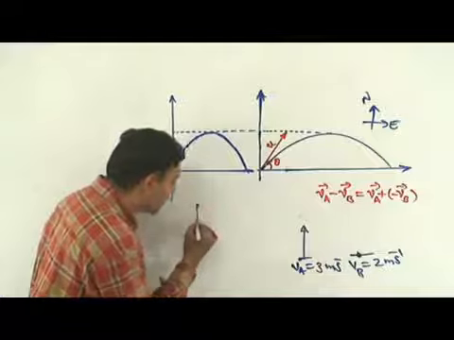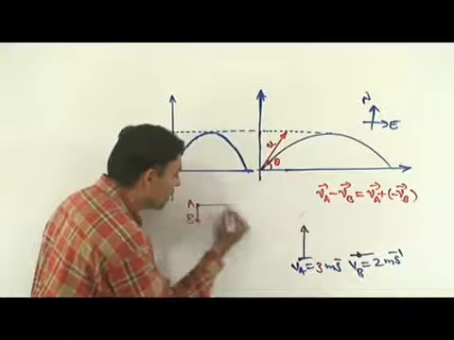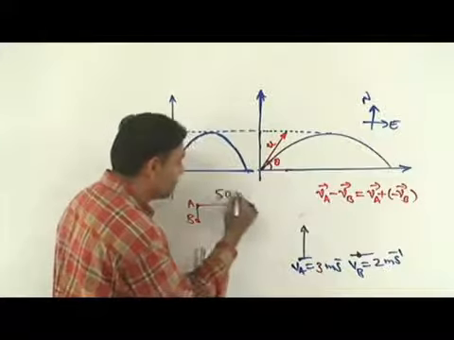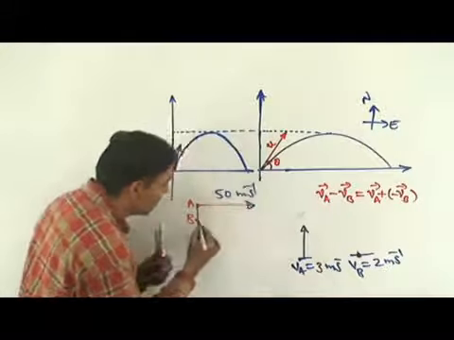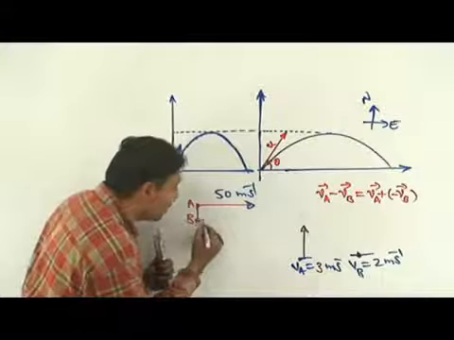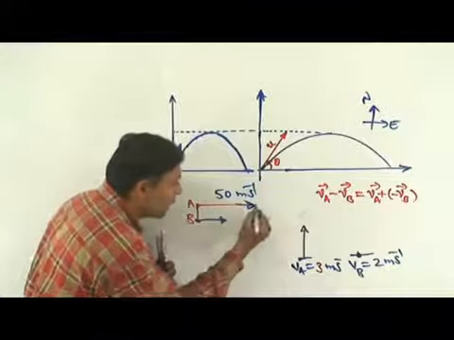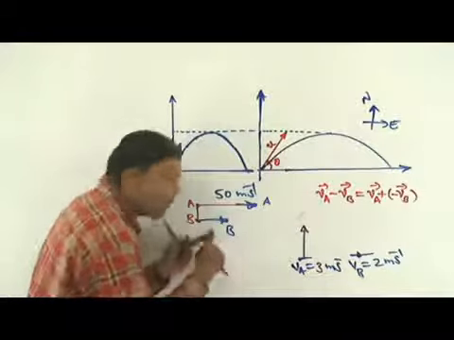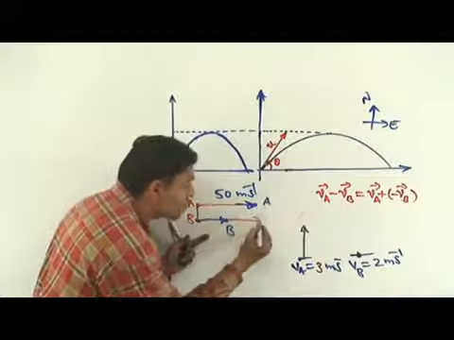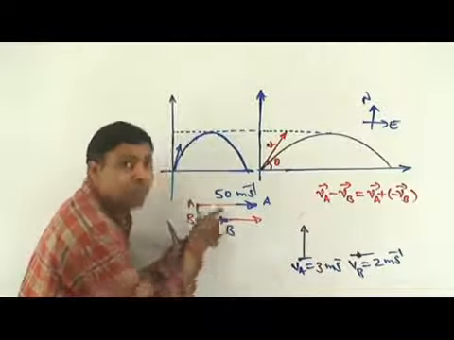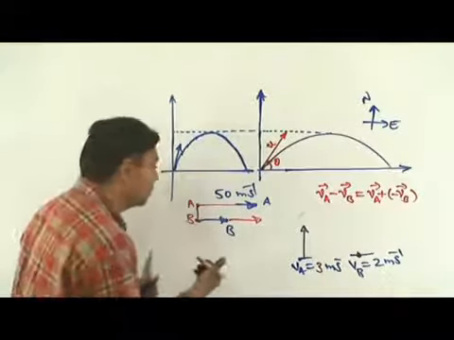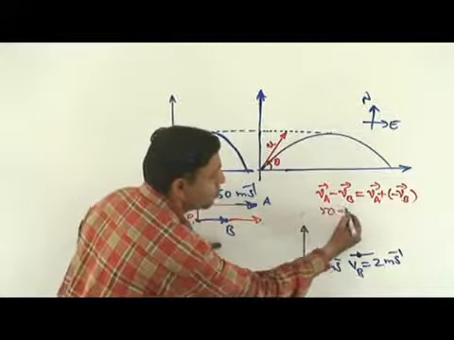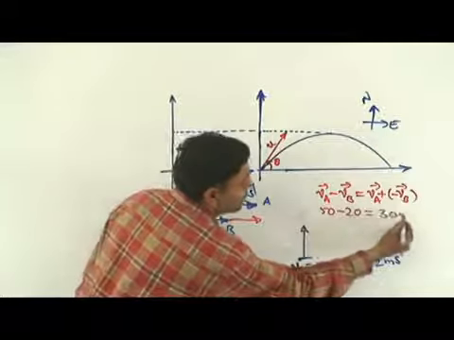Suppose A and B are in a race. A is traveling with a velocity of say 50 meters per second and B with a velocity of say 20 meters per second. In 1 second, B will be 20 meters away, whereas A will be 50 meters away. B is here, A is here. So relative to B, A has traveled only 30 meters, so the velocity of A relative to B is 30 meters per second. By definition, velocity of A relative to B is VA minus VB, which again ends at 30 meters per second over here. Is that clear?